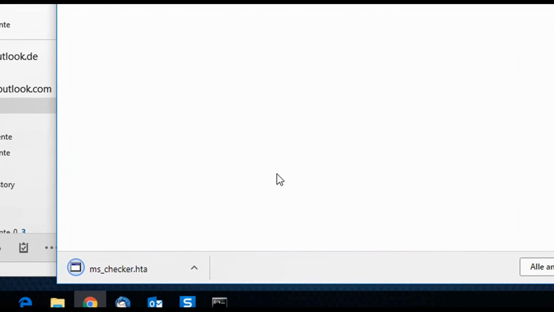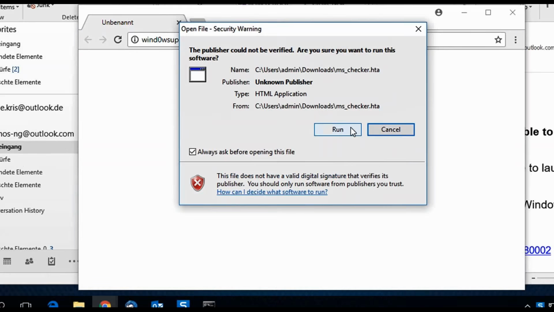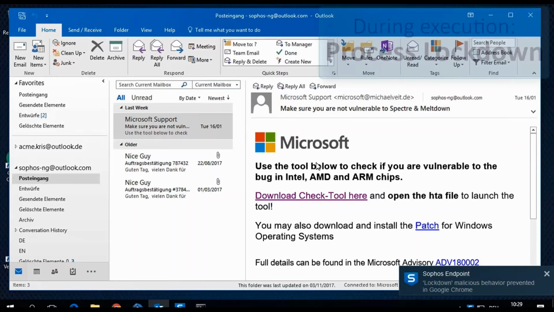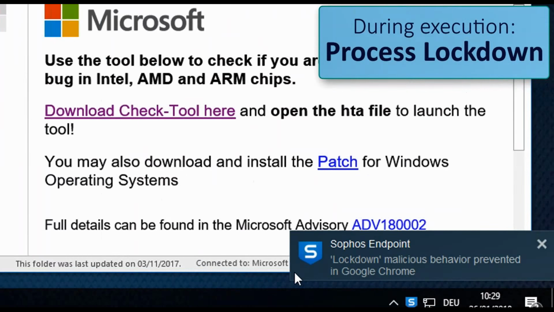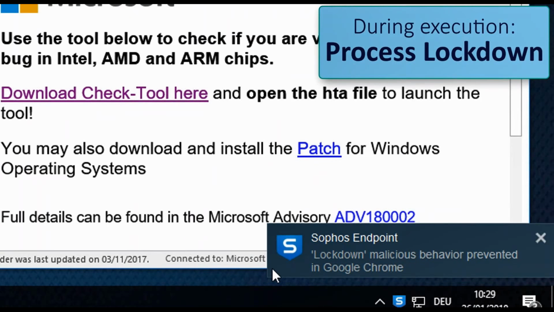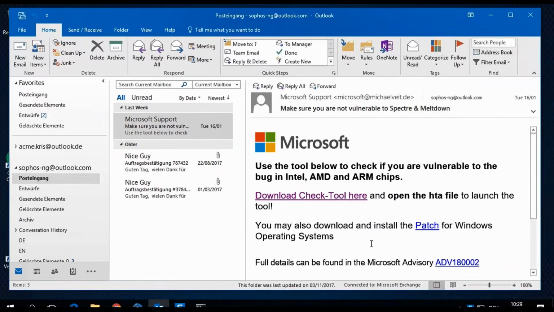So downloading the file again, and this time I'm able to download it. When I want to run it, we will see that application lockdown kicks in. We've seen some malicious behavior coming up with Google Chrome. Therefore, we prevented the malicious behavior, stop Google Chrome. So another option to block attacks.